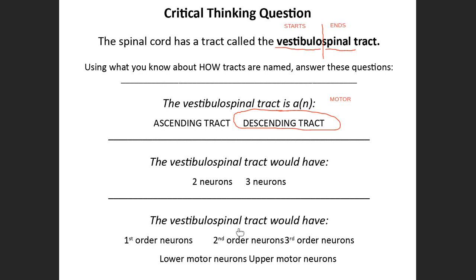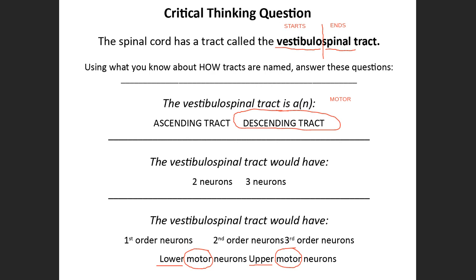If we know that the vestibulospinal tract is a motor tract, which of these kinds of neurons is it going to have if it's a descending tract or a motor tract? There are 5 different types of neurons that I would have in tracts. Who am I going to find in vestibulospinal? Yeah, exactly. These lower and upper motor neurons. Lower and upper motor neurons.